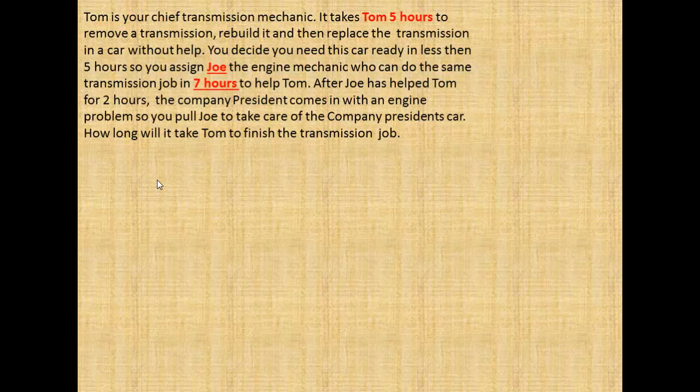Tom is your chief transmission mechanic. It takes Tom 5 hours to remove a transmission, rebuild it, and then replace the transmission in the car without help. You decide you need this car ready in less than 5 hours, so you assign Joe, the engine mechanic, who can do the same transmission job in 7 hours, to help Tom. After Joe has helped Tom for 2 hours, the company president comes in with an engine problem. So you pull Joe to take care of the company president's problem. Okay, the question is, how long will it take Tom to finish the transmission job?